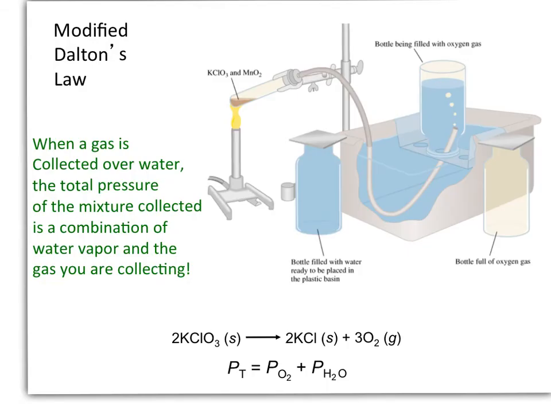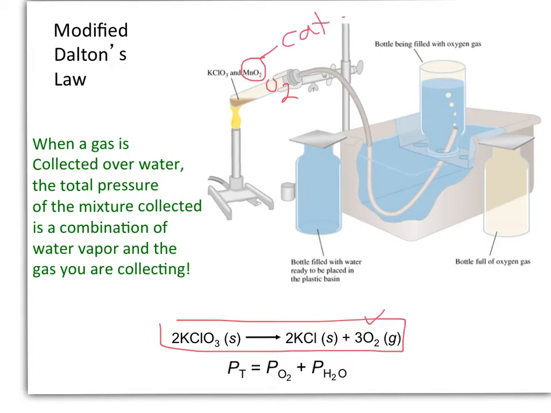We also have a modified Dalton's law. If you take a look at the picture to the right, you will see a very common practice when collecting a gas. We collect a gas over water, and you can see in this equation right here that we've got KClO3 that's decomposing to produce potassium chloride and oxygen gas. And so up here in the reaction test tube, oxygen gas is being produced. You can see that the MnO2 is acting as a catalyst because it's not in the chemical equation. And as that oxygen gas moves through the tube and up through the water, it displaces the water and it will fill up the container.